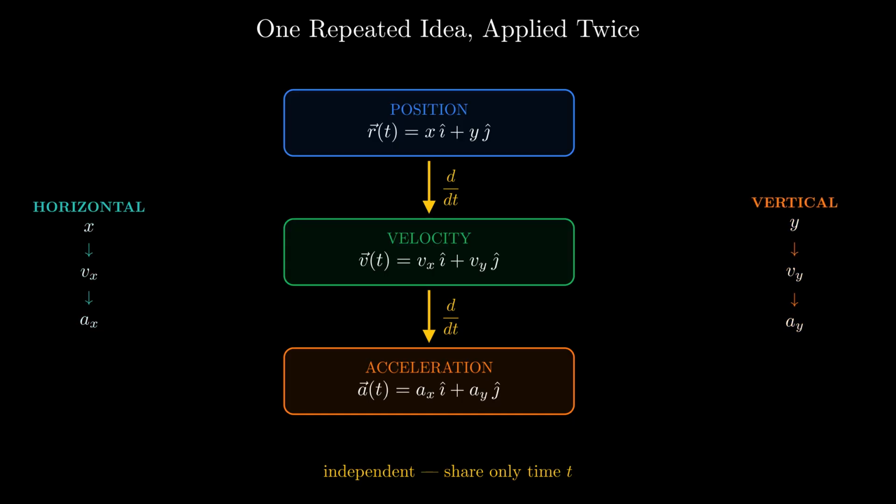This is what lets us take a hard two-dimensional problem, like a ball flying under gravity, and solve it as two simple one-dimensional problems that we already understand, then stitch the answers back together with i hat and j hat. Master this single move, differentiate each component independently, and you have the full machinery for describing any motion in the plane. Next, we put it to work on a projectile.